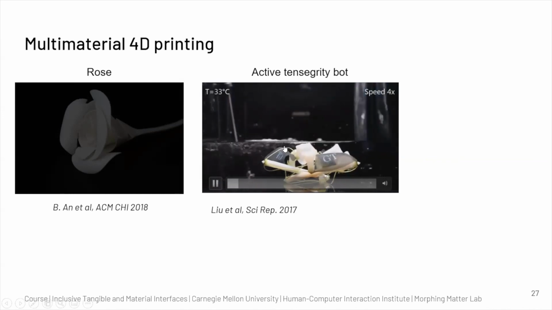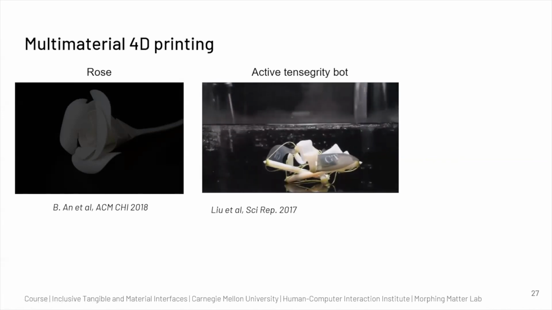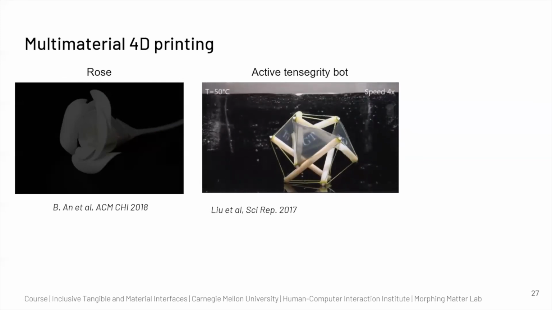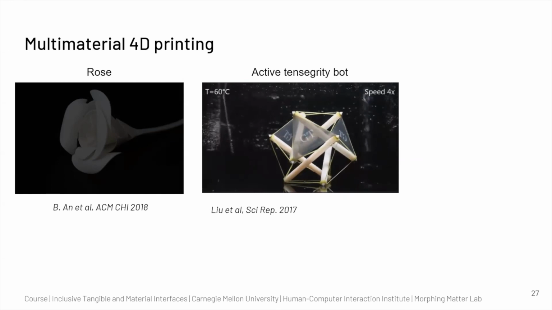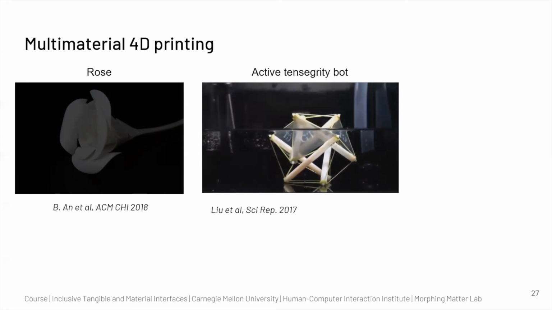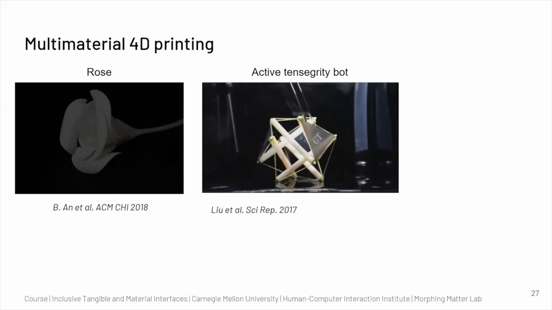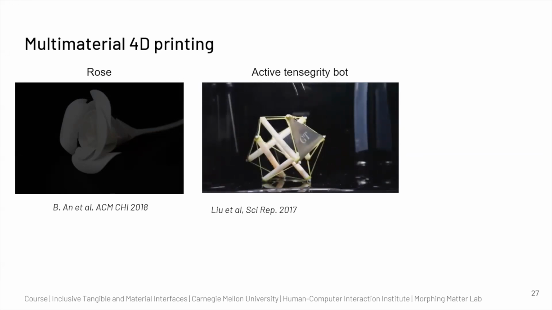This is a tensegrity bot, and it is in a collapsed state. And when you apply an external heat, in this case they put in hot water, you can see that its shape has changed. And once you remove the external stimuli, it will collapse. So you can consider this if you want a collapsible structure that on demand can collapse and also can grow on demand.